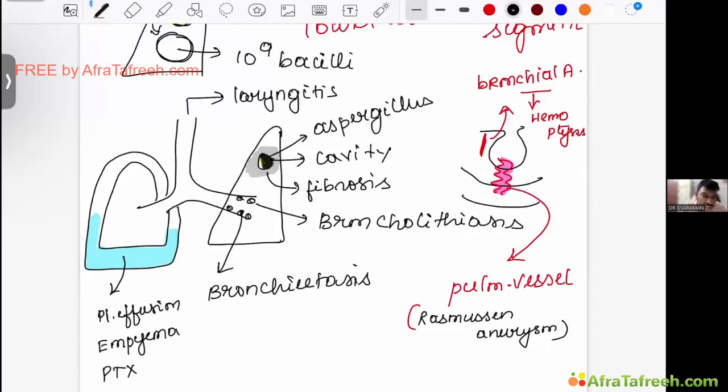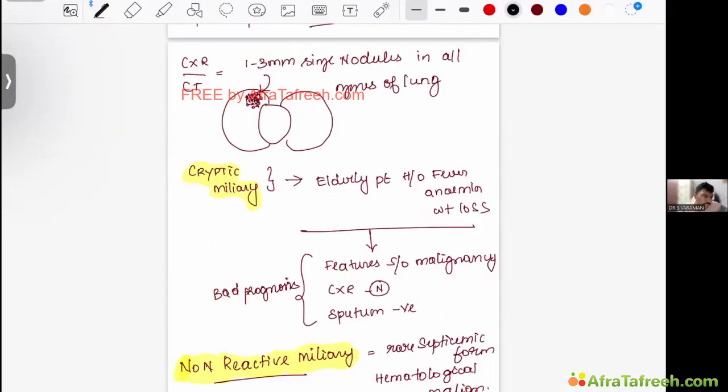Yeah, all complications are seen in secondary tuberculosis. Secondary TB only will cause them. Pulmonary bronchial artery is more commonly involved. When the pulmonary artery is involved, then it is called Rasmussen aneurysm. Pleural effusion is a reactive feature of tuberculosis. I already told in the class, I think. So it is a hypersensitivity reaction to TB bacilli.